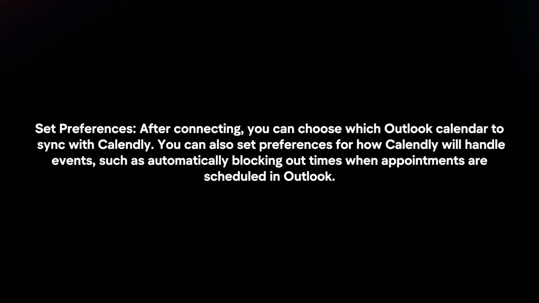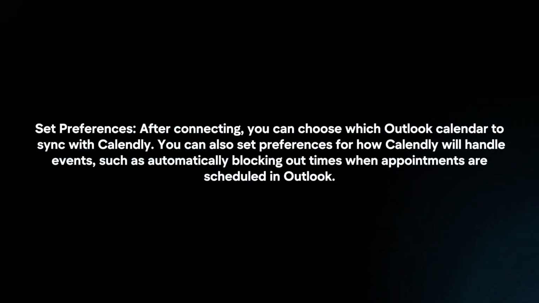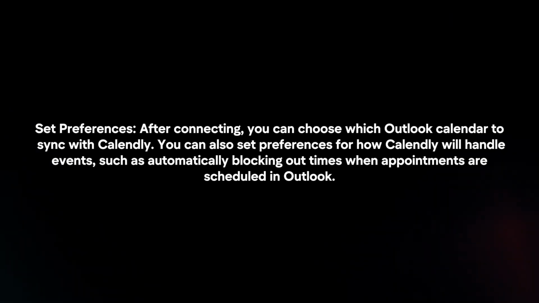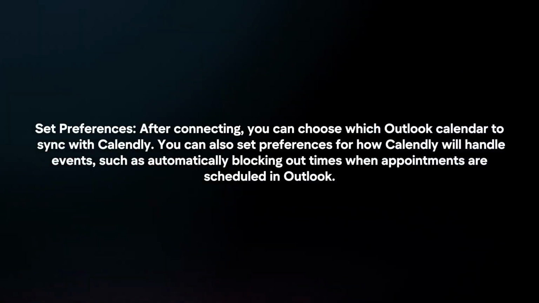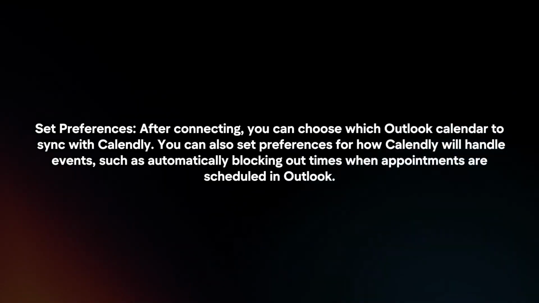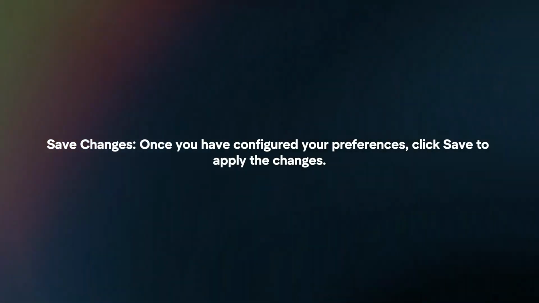Set preferences. After connecting, you can choose which Outlook calendar to sync with Calendly. You can also set preferences for how Calendly will handle events, such as automatically blocking out times when appointments are scheduled in Outlook. Save changes.